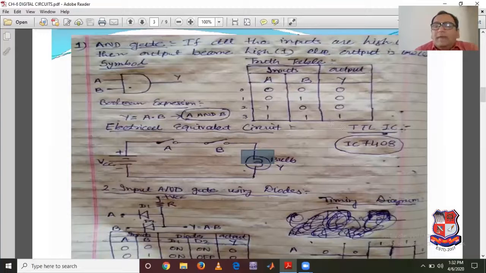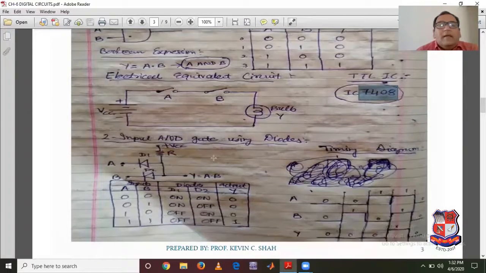Now, normally there are two types of ICs available, TTL IC and CMOS IC, that we'll discuss later on. TTL means transistor-transistor logic integrated circuit, and this is the IC name, IC 7408. Actually on the IC it is written as 74LS08. So this is the IC number 7408 for the AND gate.